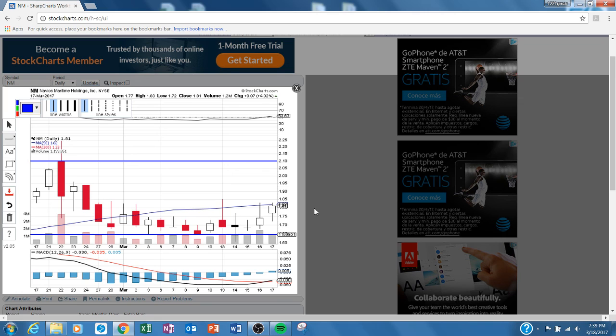But with that, if you guys have any questions on this chart at all, feel free to let me know. I'll do my best to answer, as well as any other technical analysis questions you might have.